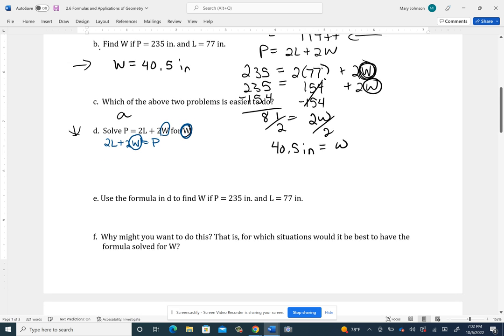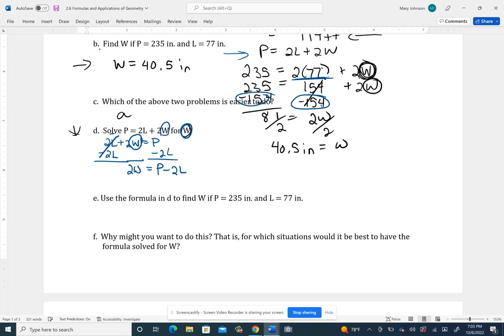What I mean is, when we were up here on the one where I had plugged in numbers, do you notice that one of the first things I did was to subtract the 154 from both sides? You know, that came from this 2L part. I subtracted that from both sides. I'm actually going to do that here, but in general. All right, now when I do, the 2L on the left will cancel, leaving me 2W. But then this P and this 2L, they're not numbers, so I can't get a number here. I'm going to just have this expression, P minus 2L, left.